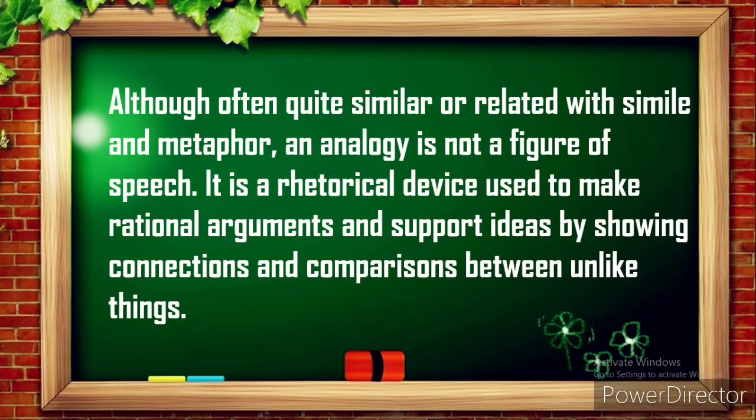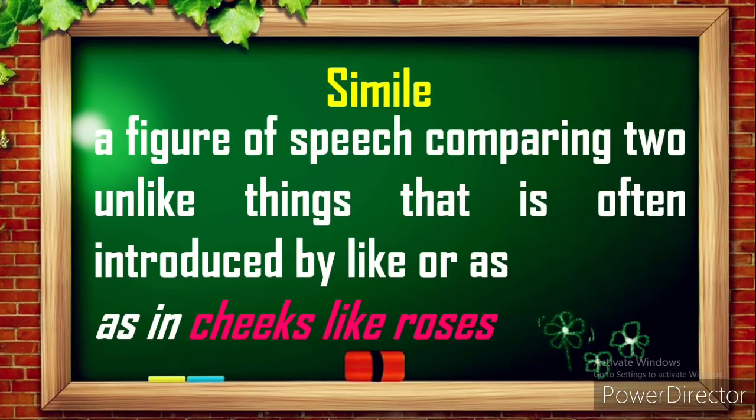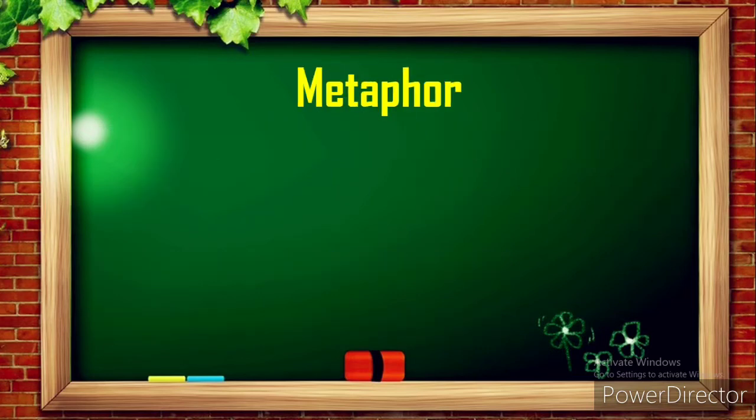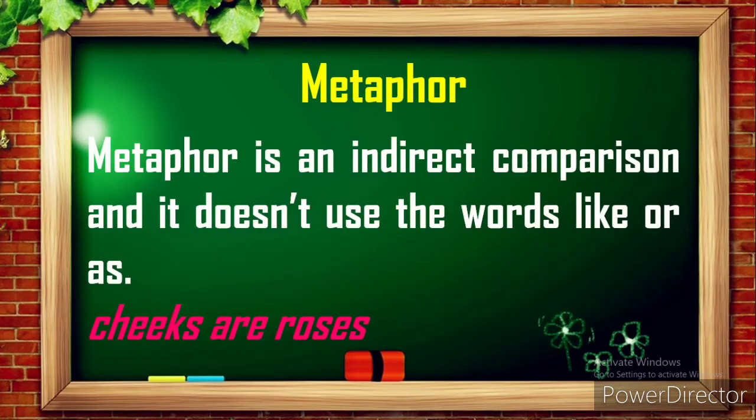Let us define first simile and metaphor for further understanding. Simile is a figure of speech comparing two unlike things that is often introduced by like or as, in cheeks like roses. Metaphor, on the other hand, is a figure of speech that is used to make a comparison between two things that aren't alike but do have something in common. Metaphor is an indirect comparison and it doesn't use the words like or as. Example, cheeks are roses.